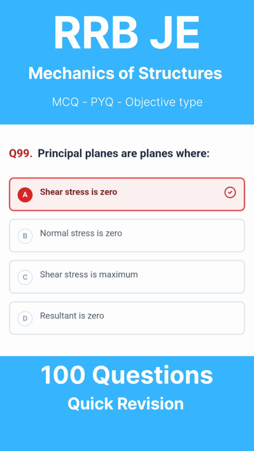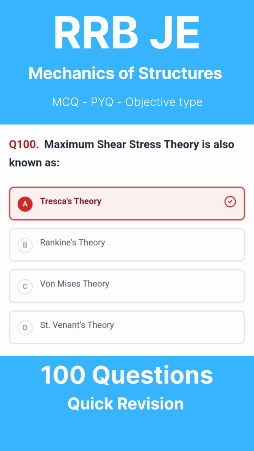Question 99. Principal planes are planes where: the correct answer is shear stress is 0. Question 100. Maximum shear stress theory is also known as: the correct answer is Tresca's theory.